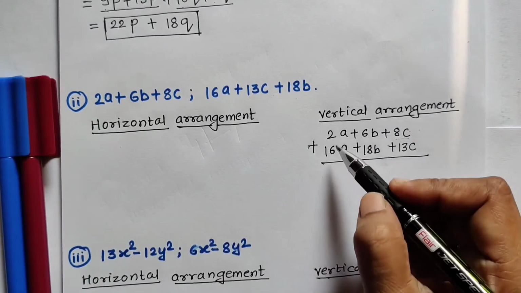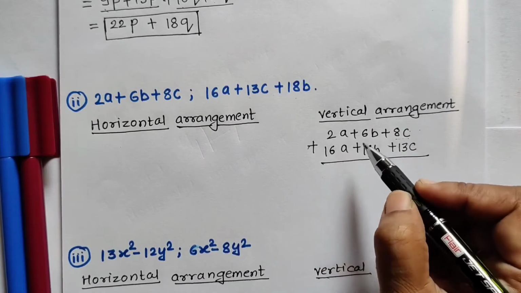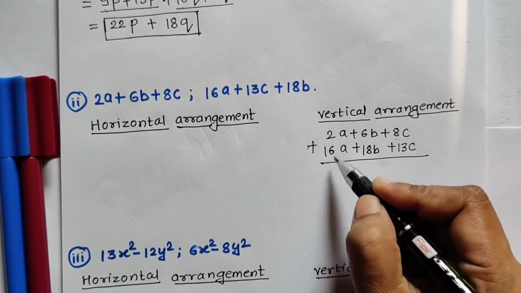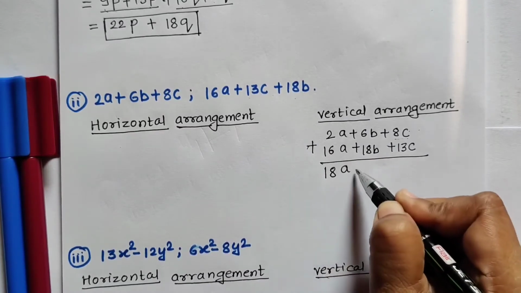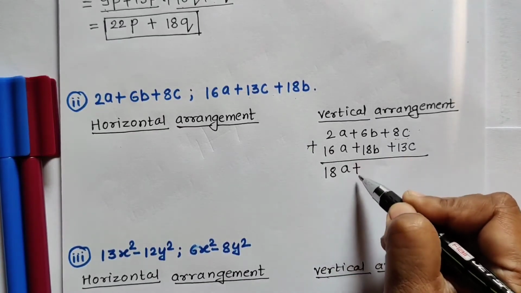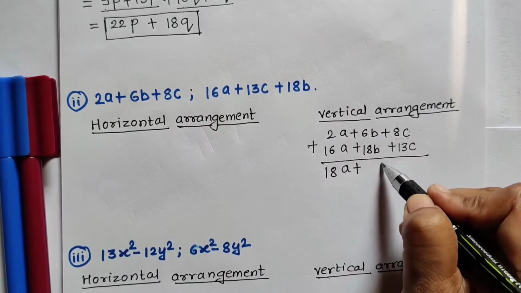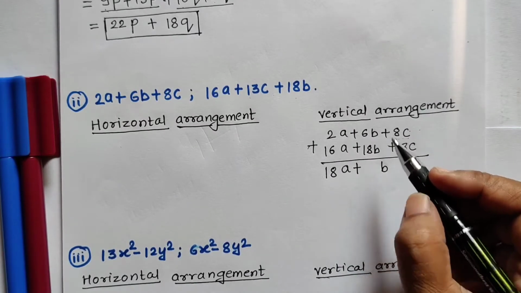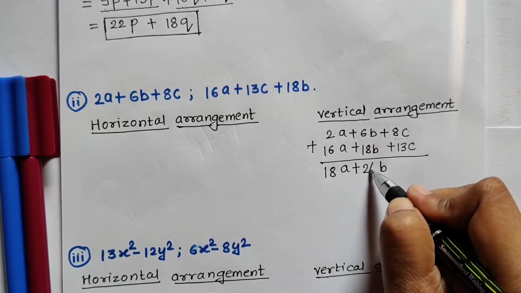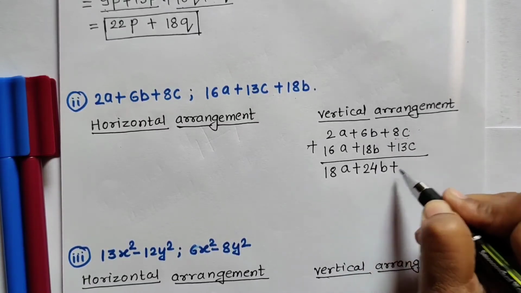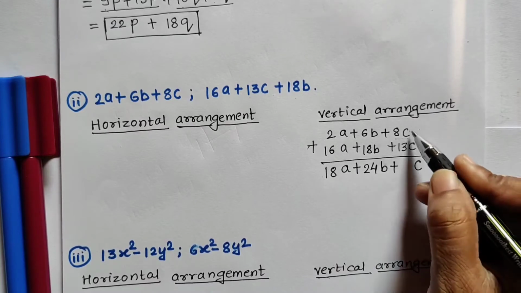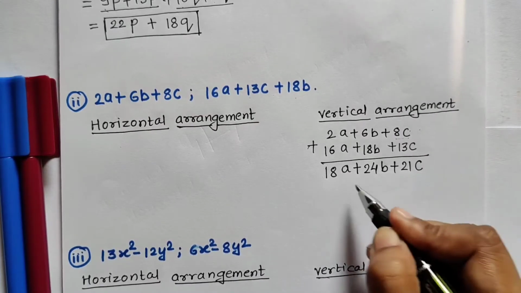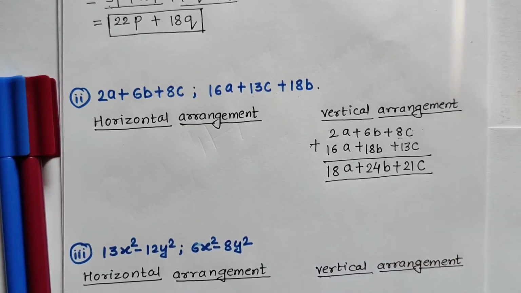You can add the coefficients and write the variable one time. So a we are writing one time, and 2 plus 16 is 18, 18a, plus sign is there. Then b we write one time, and 6 plus 18, what is the answer, children? It is 24b. Plus again c we write one time, common variable, 8 plus 13 is 21, so 21c. In this way we get the answer.